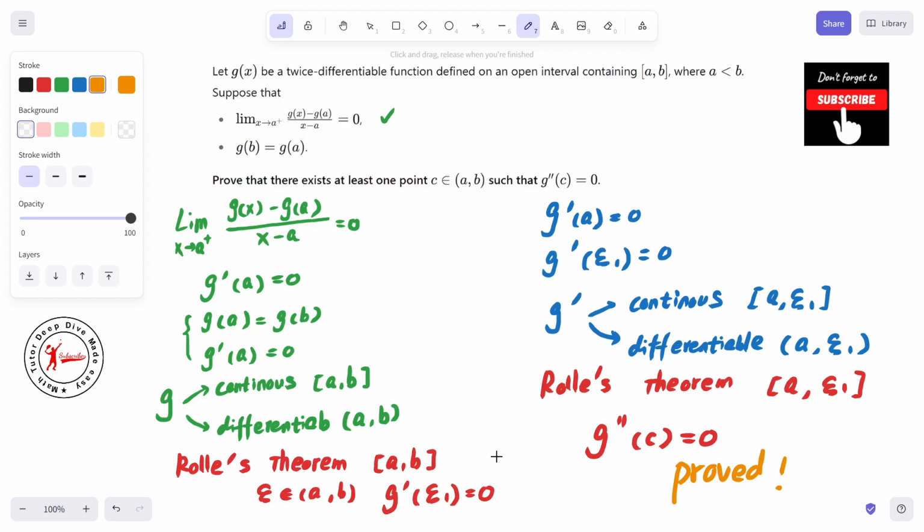But the derivative of the first derivative is just the second derivative. So we've proven that there is a point c between a and b where the second derivative of g is equal to 0. And that's exactly what the question asked us to prove.